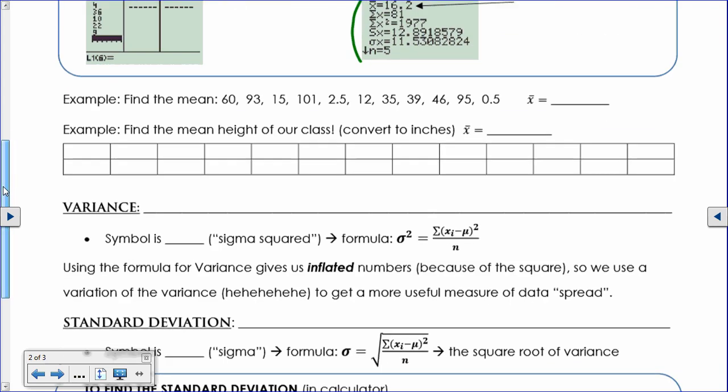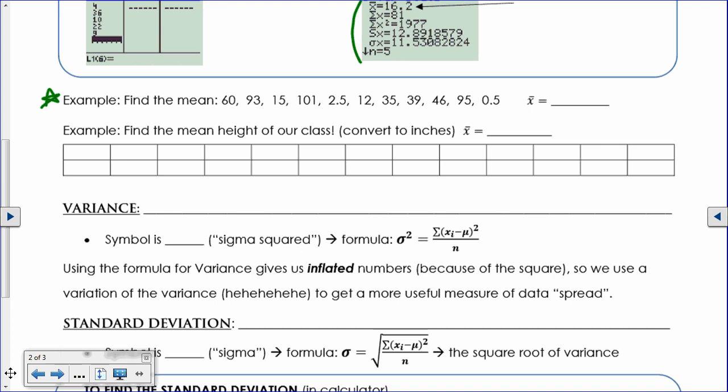Alright, we're going to practice with a new set of information, our first example right here. I want you to go back to stat edit, clear the list, and enter this information. We're going to find the mean for this information. There are a lot of numbers, so be really careful as you're typing them in. Typically, when finding the mean, we round to 1 decimal point, or 2, depending on the direction.